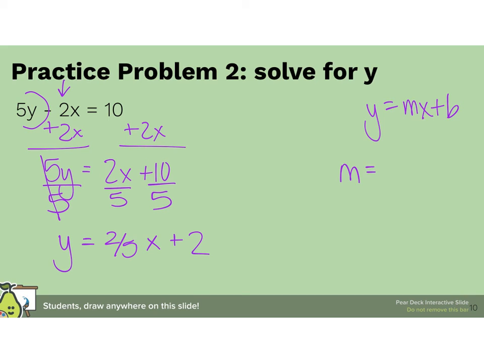So my m, remember y equals mx plus b. So my m is 2/5, it's a fraction, which is fine, and my b is a 2. That's it. 2 more times to practice and then your exit ticket.